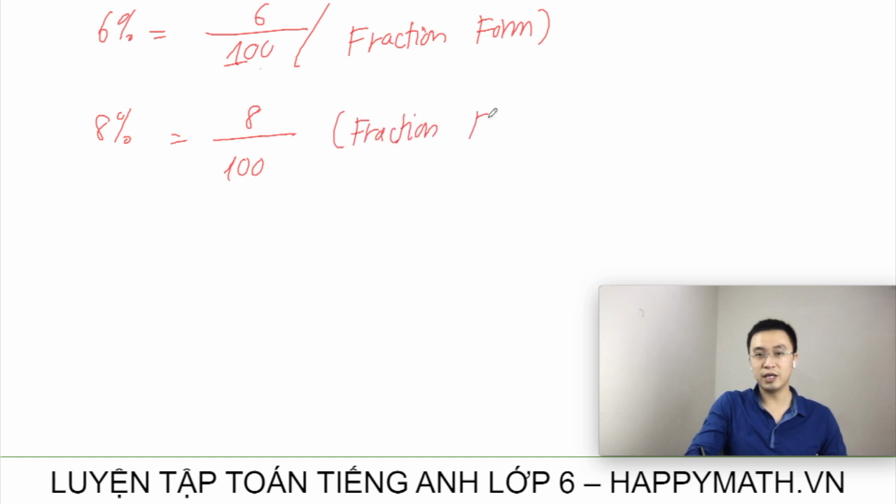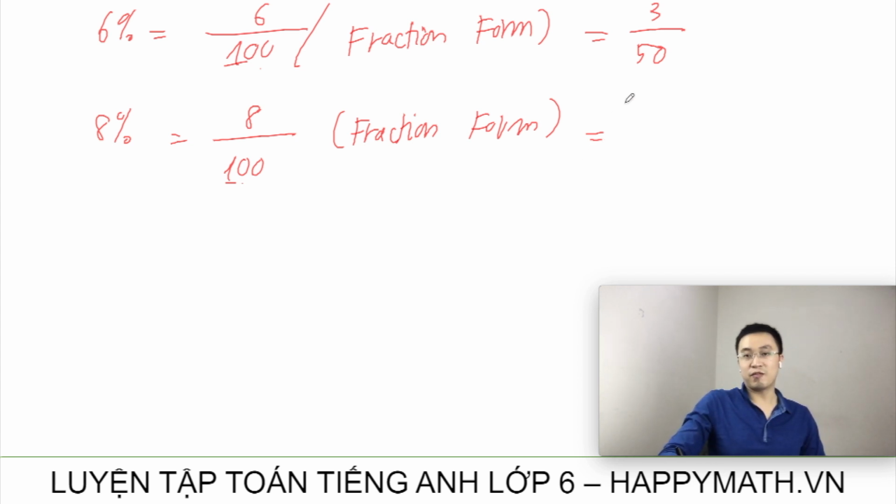So it's very easy for applying into your exercise, right? And maybe you can simplify 6 over 16, you can divide both the numerator and denominator by 2. So 6 becomes 3 and 100 becomes 50. 8 becomes 8 and 100 I can divide by 4. 8 divided by 4, you got 2. 100 divided by 4, you got 25. So this one is the simplest form of the fraction.